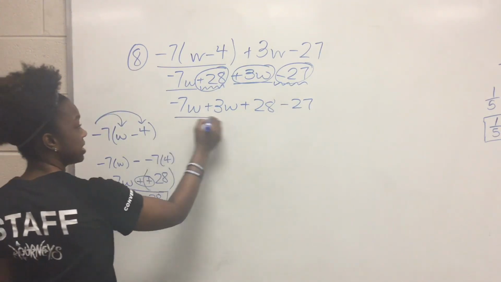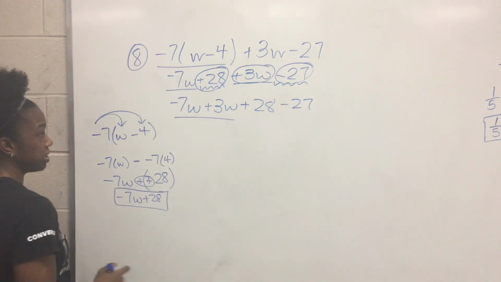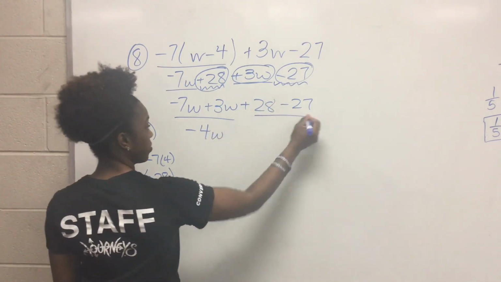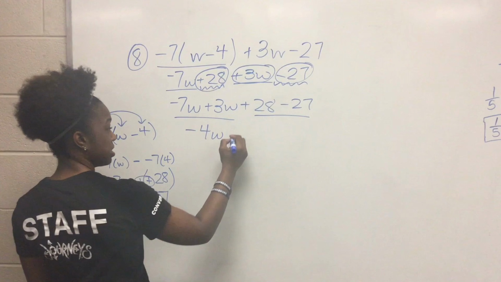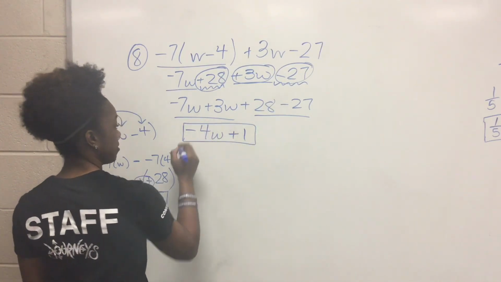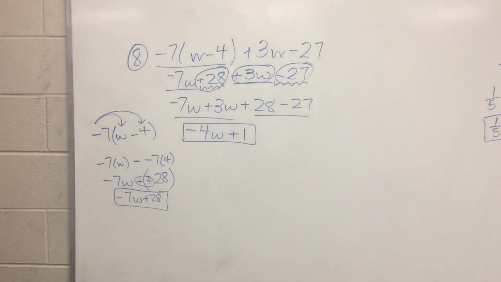We combine these: negative 7w plus 3w is negative 4w, and 28 minus 27 is 1. So you should have gotten negative 4w plus 1 as your final answer.